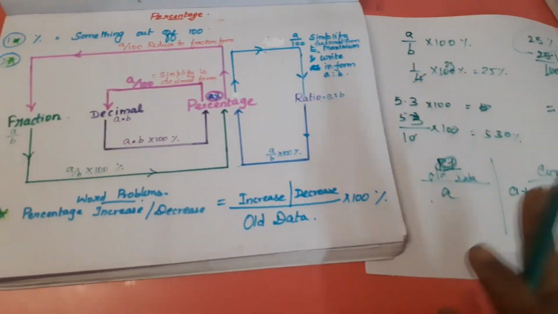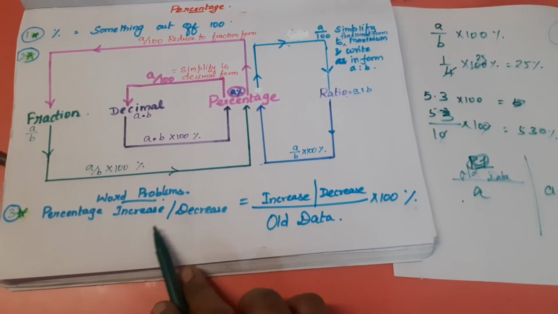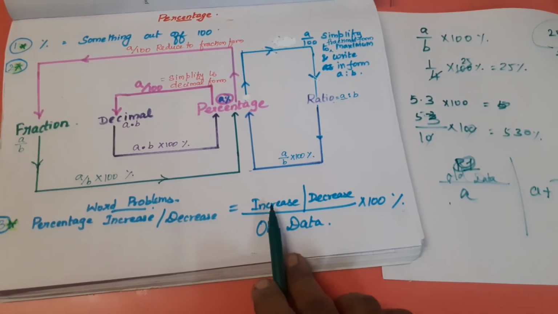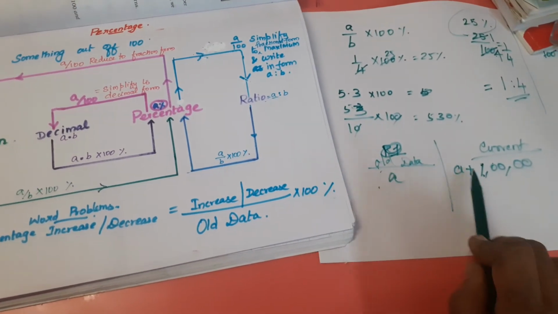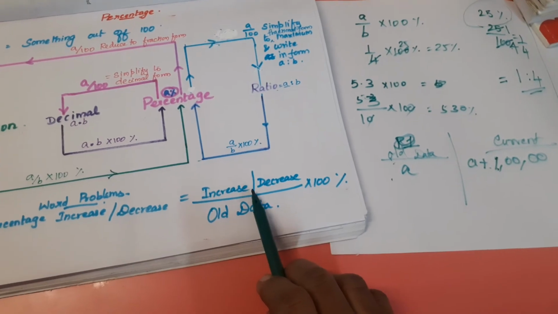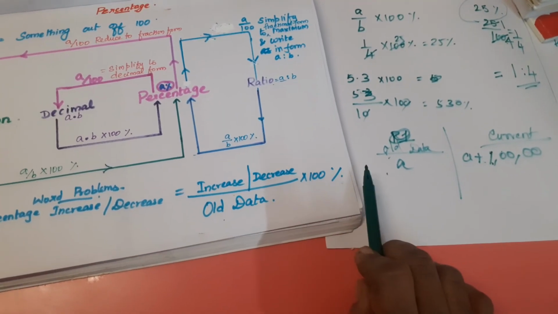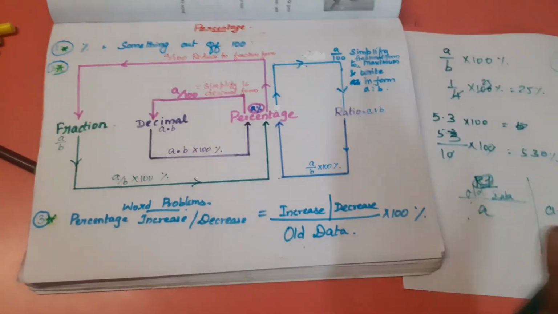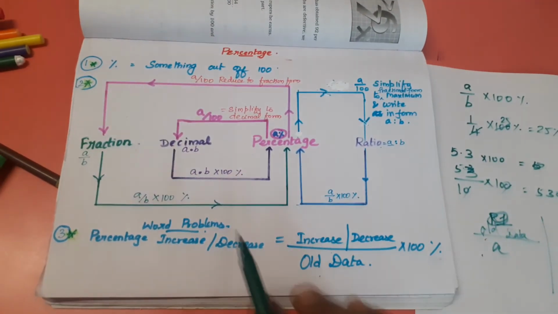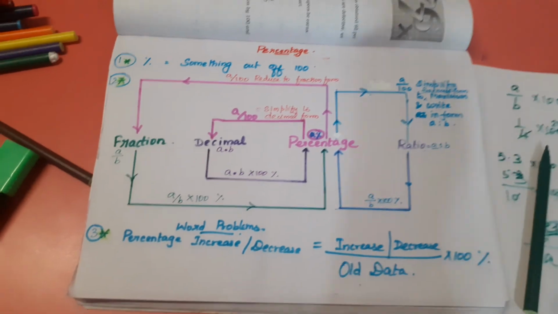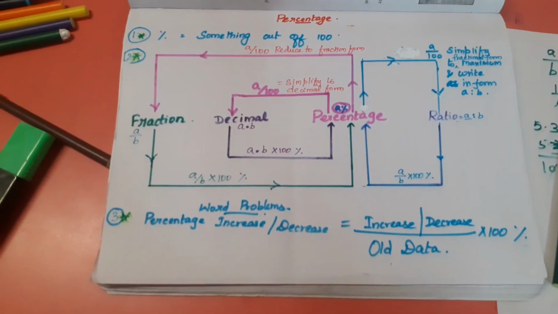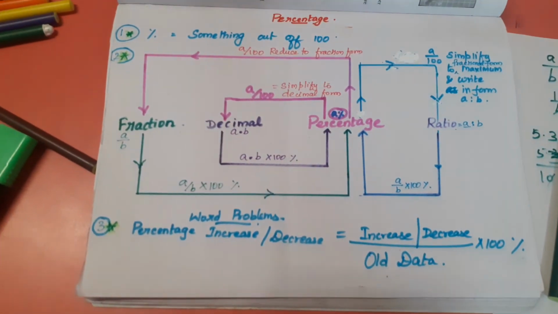What do you have to do? The only thing is that percentage of increase or decrease is asked. What is the increase? How can we do it? Current value minus old value. When you do this, you will get the increase or decrease value. Divide it by the old data and multiply by 100. That's all. You will be getting the percentage. The entire chapter on percentage lies inside this one only. This will help you to have a good summary of the chapter. Okay, thank you.